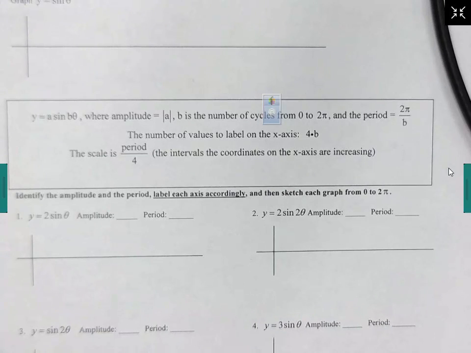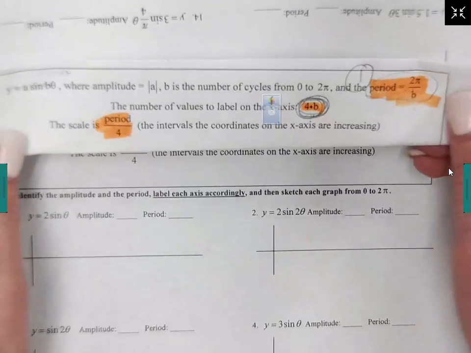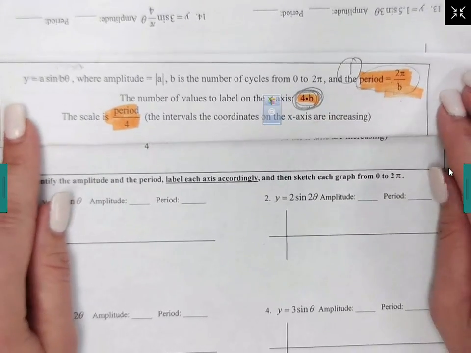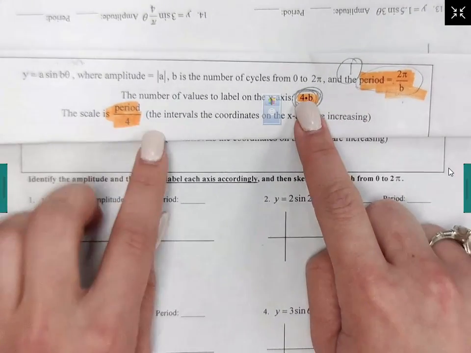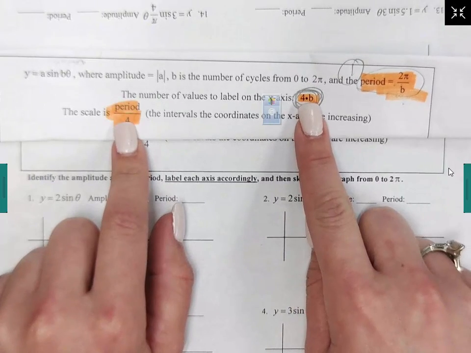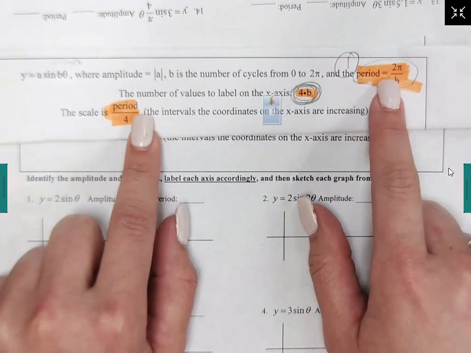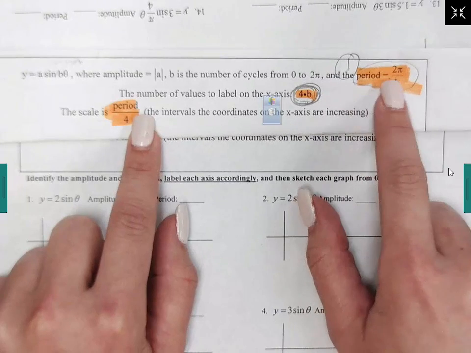Your homework last night was on sine functions. Now these are the 3 rules. What I did is I highlighted the important parts of these that are going to help us graph, okay? The first thing we need to do is identify the amplitude and the period. Period is 2 pi over b.